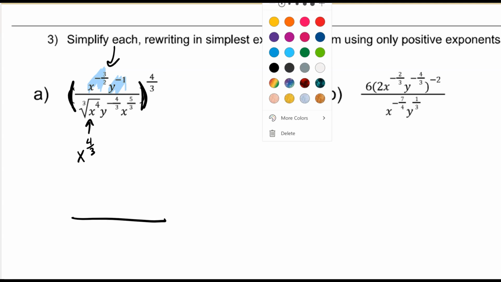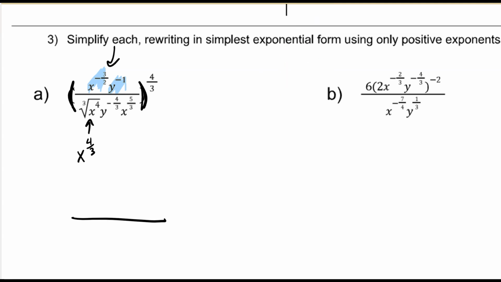So my first thing I notice is that 3 of my expressions have negative exponents, including the y to the negative 4/3. All of those have negative exponents. So I'm going to swap where those are so I can make those positive exponents. My y to the negative 4/3 is going to the numerator, so that I can make that y to the positive 4/3. My x to the negative 3/2 is going to go to the denominator, so I can make that x to the positive 3/2. And my y to the negative 1st is going to go in the denominator, and I'm going to make that y to the positive 1st as well.